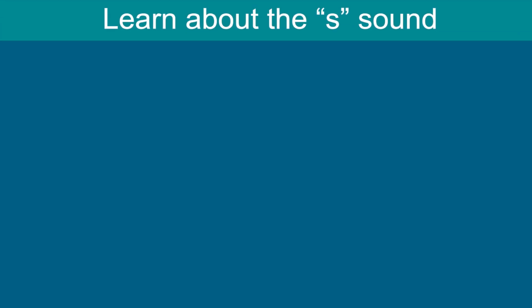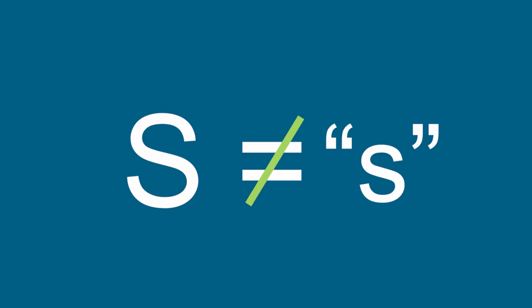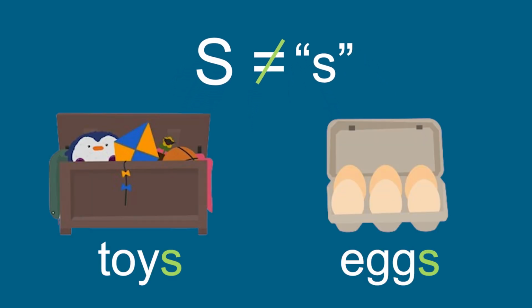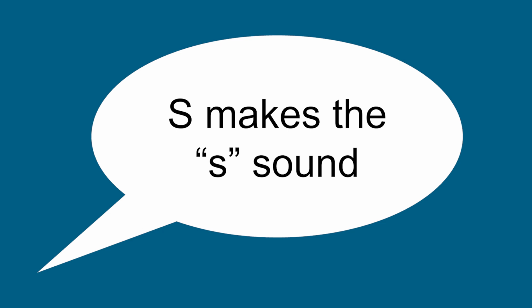First, let's learn about this sound. In the alphabet, S is represented by the letter S and sometimes the letter C. For example, a word like cereal is spelt with a C and makes S. There are times when you may see the letter S, but it doesn't say S. For example, at the end of a word like toys or eggs, where it makes the Z sound, or when an S is written with an H and it makes the sh sound, like in shoe. You can tell your child S makes the S sound.